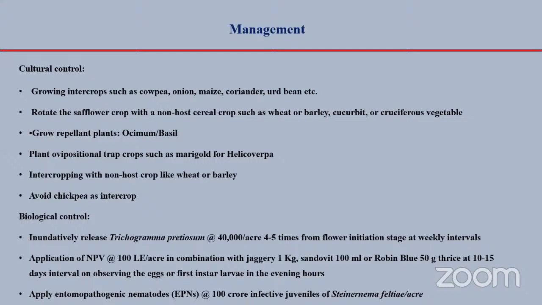And for biological control, you have to go for release of Trichogramma pretiosum at 40,000 per acre. Then you can go for spraying of NPV. Then entomopathogenic nematodes also you can release. So infective juveniles like Steinernema feltiae per acre you have to release.